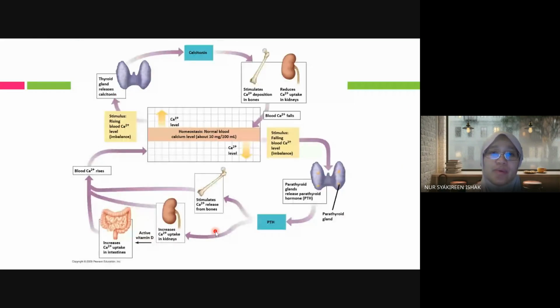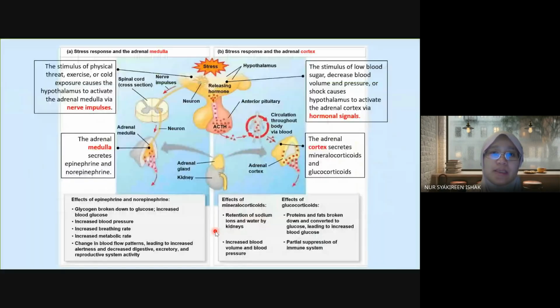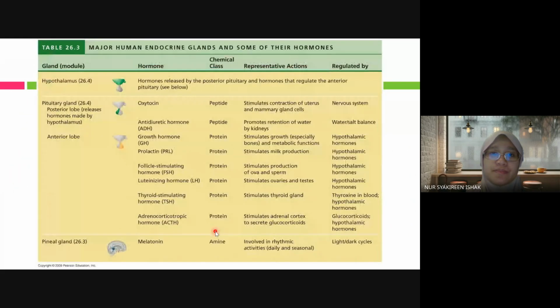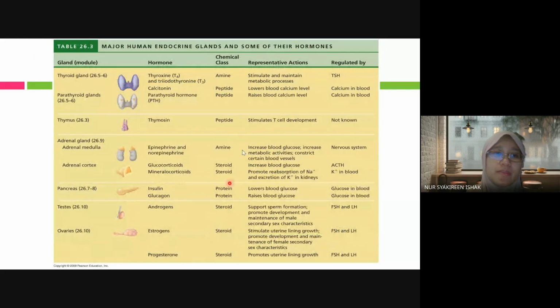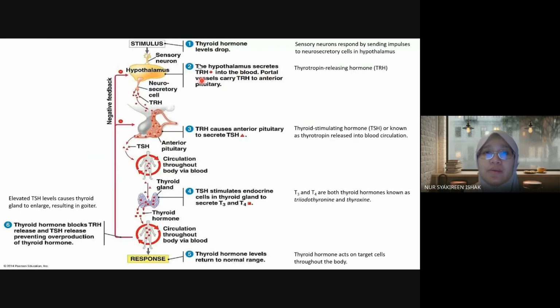Apa nama hormon dia lagi? Sekejap. Yeah, so the thyroid gland produces thyroxine and triiodothyronine, T4 and T3, which regulate your body metabolism.